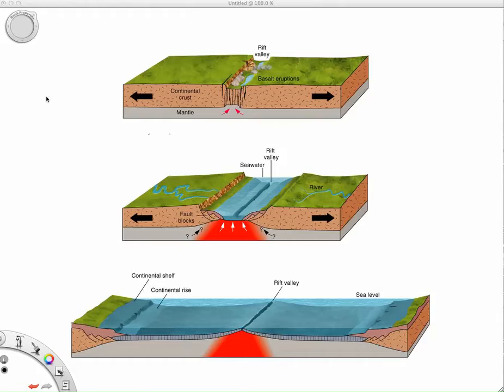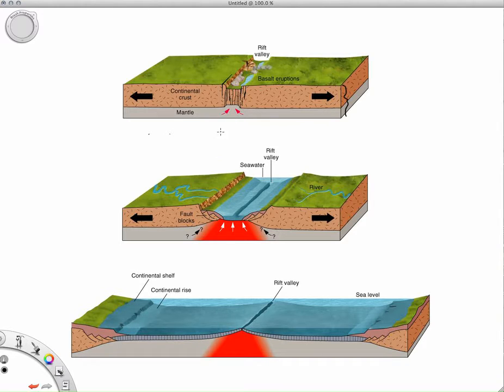I want to talk to you today about divergent plate boundaries a little bit. I'm going to go from a continental crust that is just experiencing rifting all the way through to the evolution of an ocean basin like the Atlantic. What we find initially is that the continental lithosphere right here, remember, is made up of a little bit of the upper mantle and continental crust.